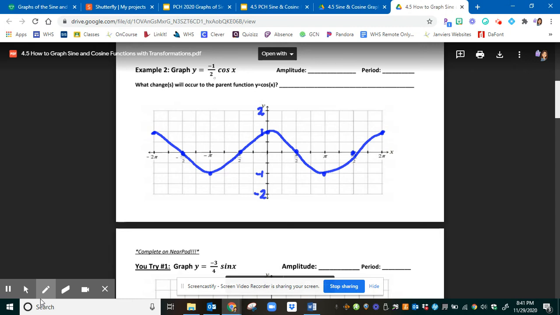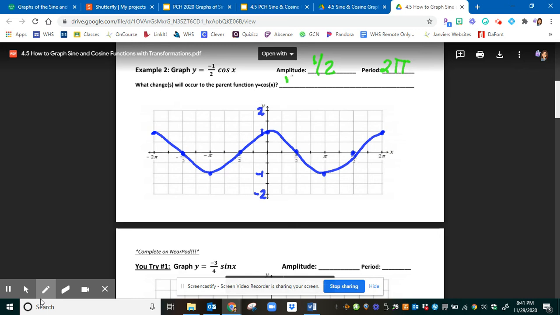Okay, so now let's talk about what happens with this amplitude. As you could tell here, the amplitude's definitely changed. The amplitude, the absolute value of negative 1/2, is 1/2. And if I take a look at the period, it is 2 pi over the b value of 1. So my period has not changed. The period is still 2 pi. So there's no horizontal shift here. But the amplitude has changed.